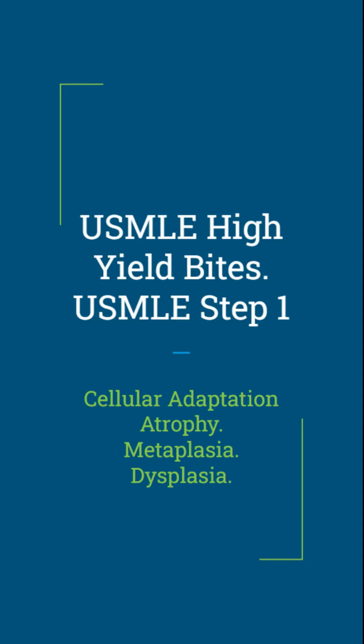So imagine a patient walks into your clinic with a weak, immobilized arm after the cast comes off, looking more like a noodle than a muscle. That's atrophy in action, and it's a key topic for USMLE Step 1. This slide kicks off our USMLE High Yield Bites series, diving into cellular injury, atrophy, metaplasia, and dysplasia. Stick with me to master these concepts and ace your exams.